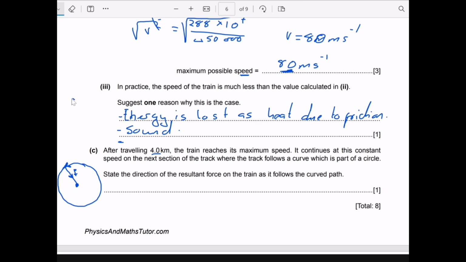Don't confuse that with a string. If a ball on a string is going round the circle, there's a force in the string, which we call the force of tension. But the force that is directed towards the center is the resultant force of that particular object. We usually call this the centripetal force. So, state the direction of the resultant force on the train as it follows the curved path. It is directed towards the center.